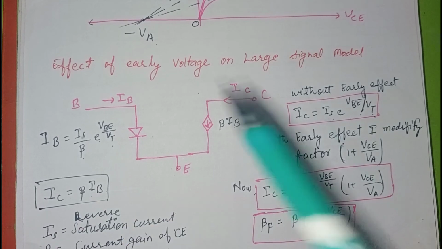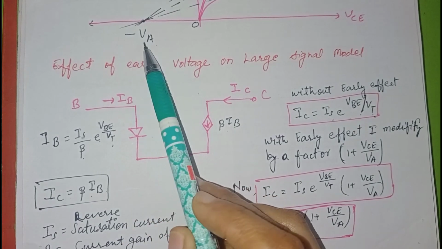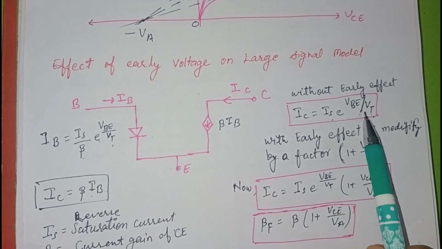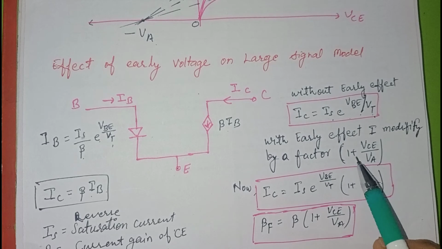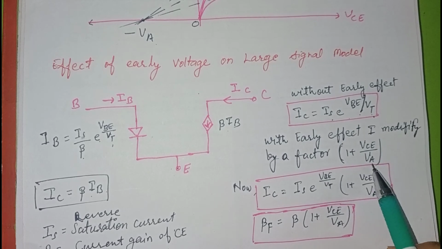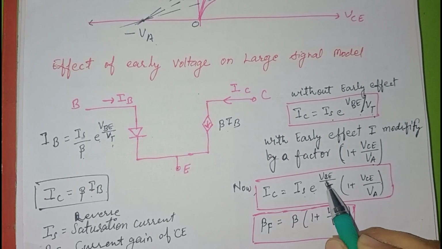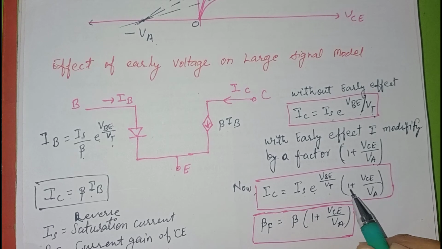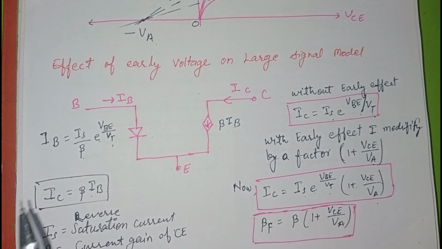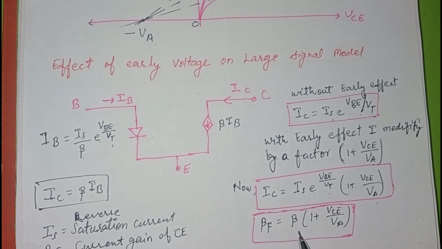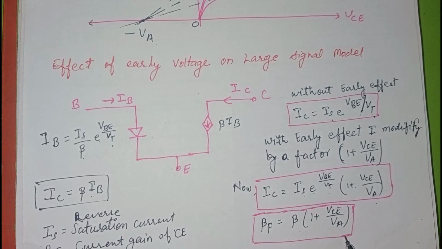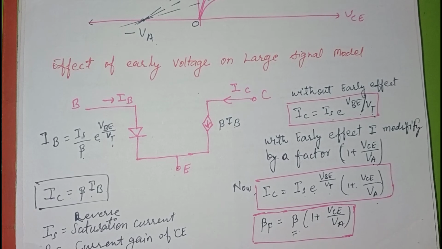Now when we apply the effect of the early voltage, this equation is modified by the factor of 1 plus VC upon VA, the early voltage. Now the collector current is given by IS times e raised to the power VBE upon VT multiplied by 1 plus VC upon VA. And also the current gain of the transistor is modified by the same factor. This is given by beta F equals beta times 1 plus VC upon VA. This beta is the current gain of the transistor configuration.